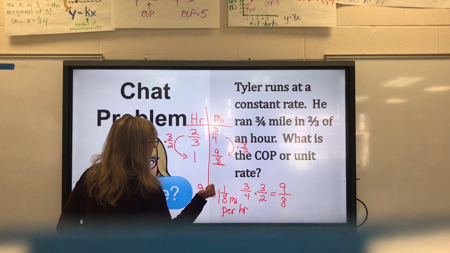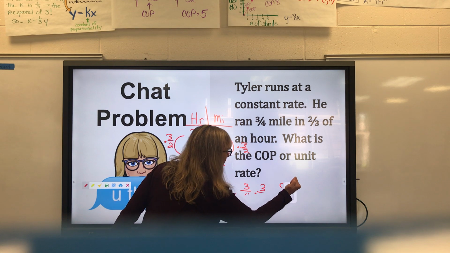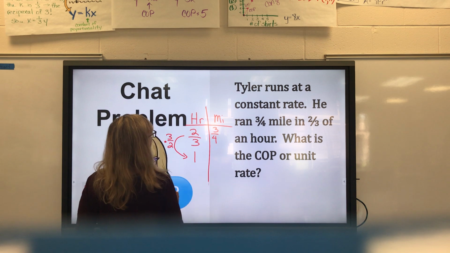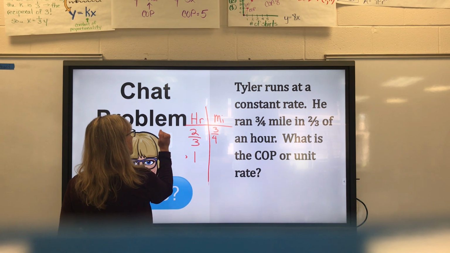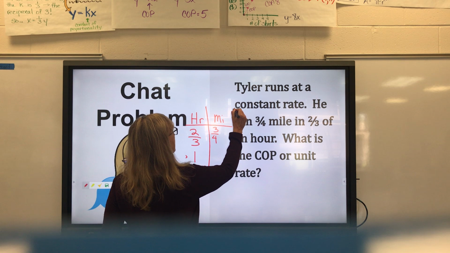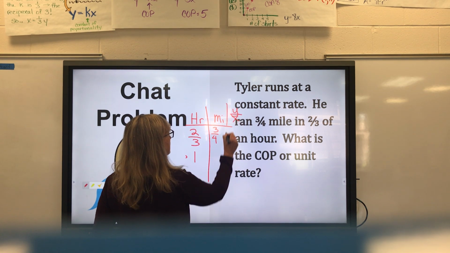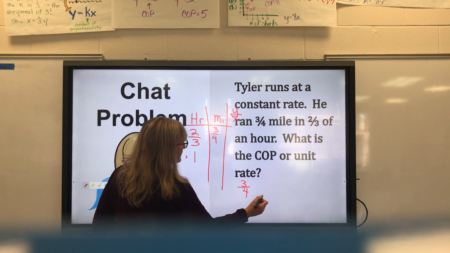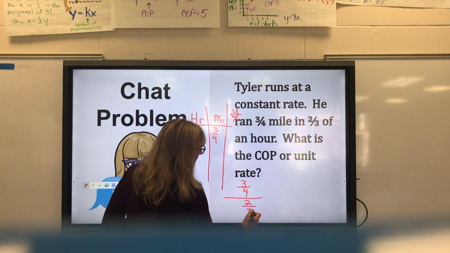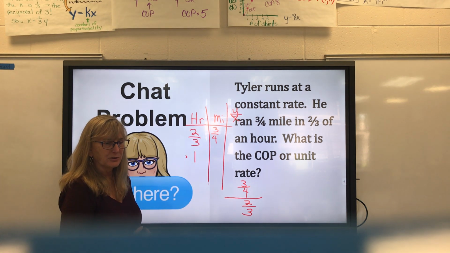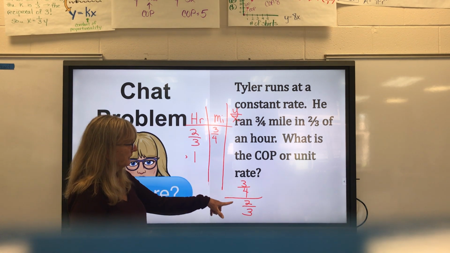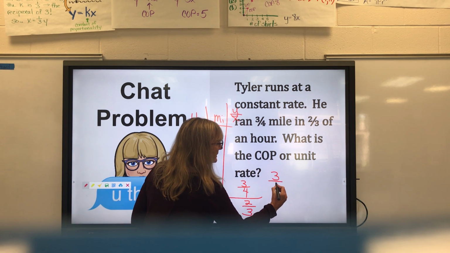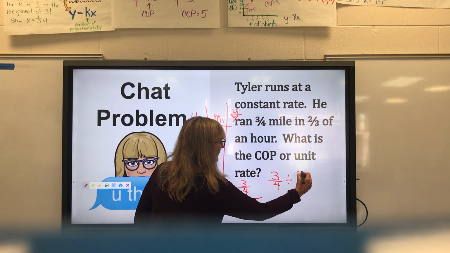Okay, another way to do it is we've been finding the COP by thinking about y over x. So if I make a y over x column right here, y is 3/4, I'll write it down here so you can see it. X is 2/3. Oh, that looks horrible, doesn't it? Does that look super complicated? 3/4 divided by 2/3. That's all it's saying. If I write it this way, I bet it doesn't look as bad.